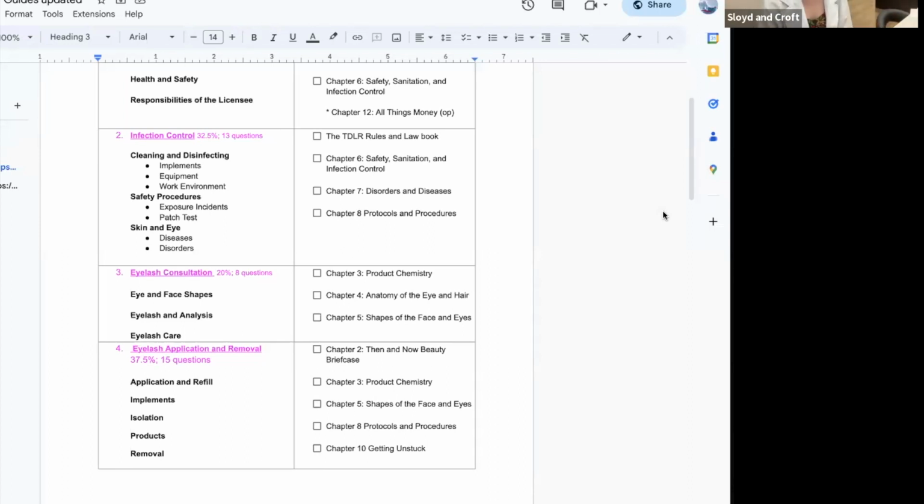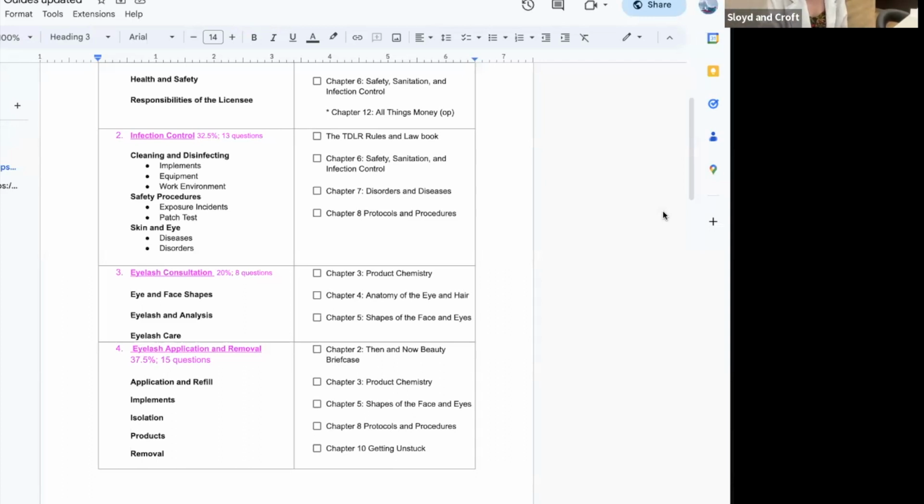So the first section that we're going to go over is the Then and Now Beauty Briefcase. This is Chapter 2 in your guys' textbooks. So this covers what is a beauty briefcase, early products and techniques, current products and techniques, and business building and making a dispensary.